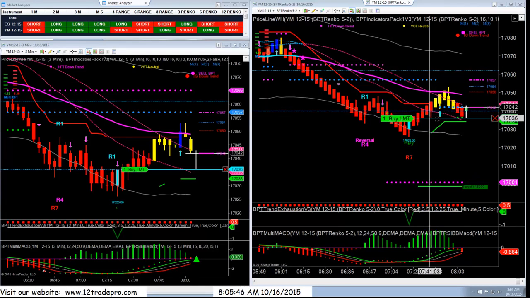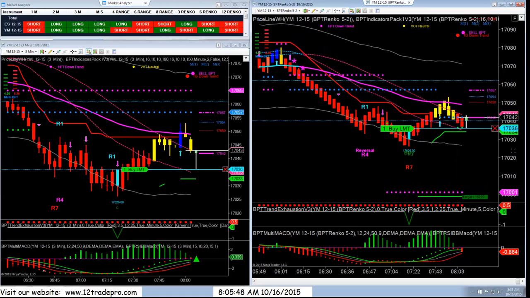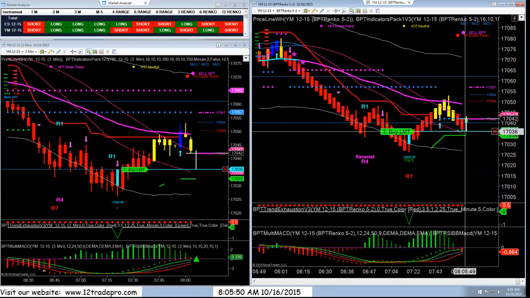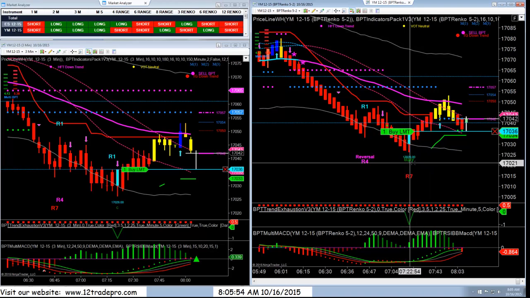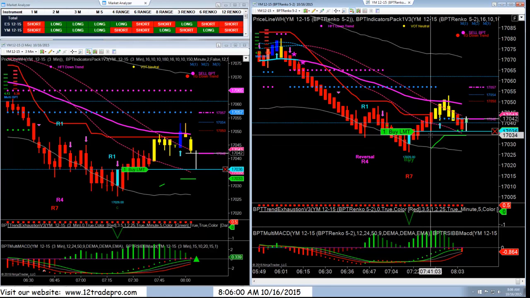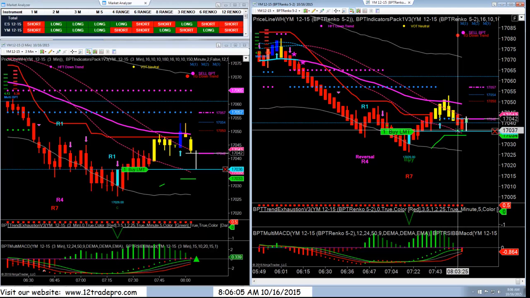I'm trying to get long on the YM. I've got my buy order at 17,036. You can see we got a buy signal R7 telling us this reversal, and I'm trying to get filled 2 ticks above the precision trend line, and I may have missed that.